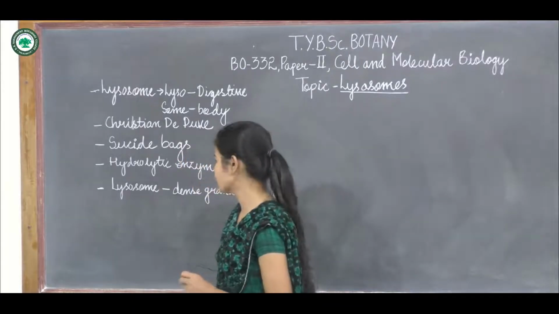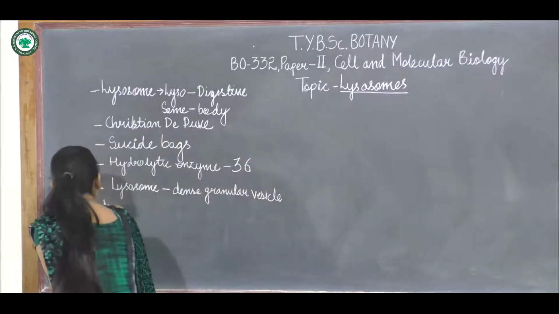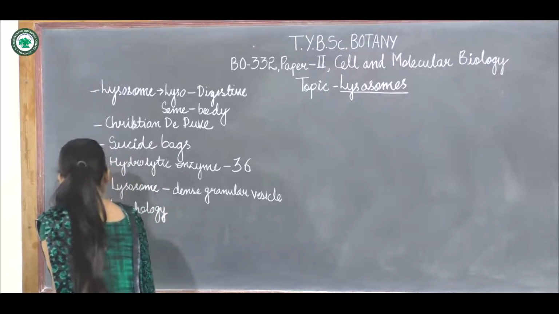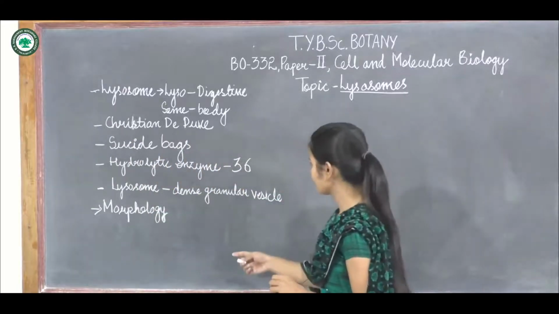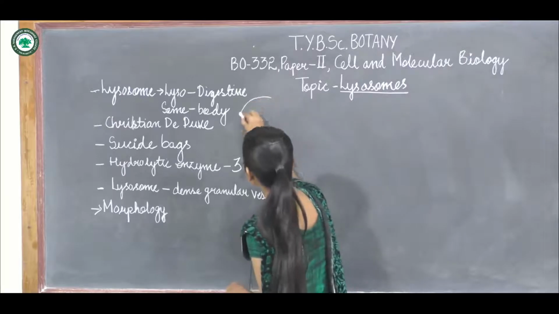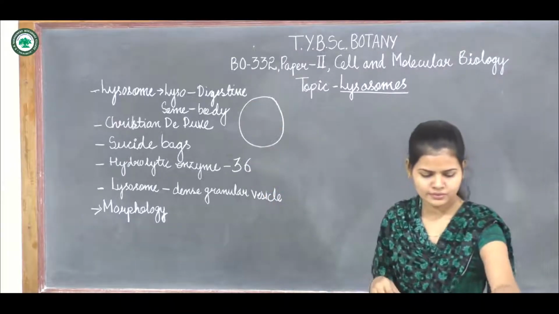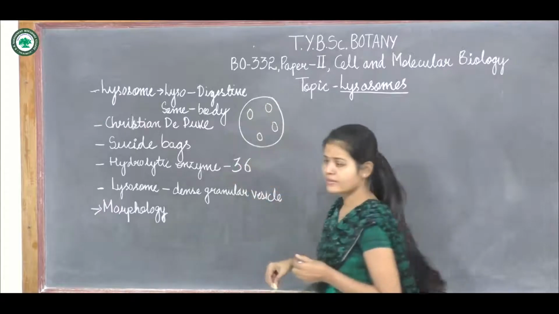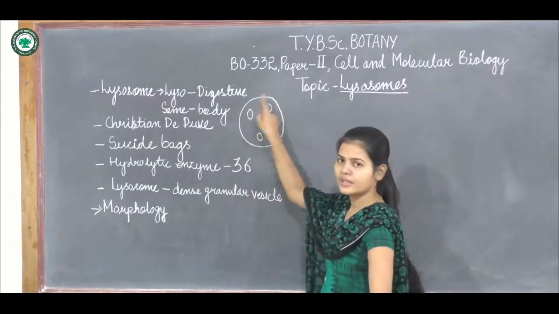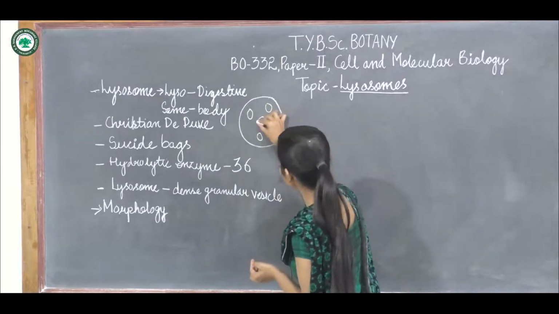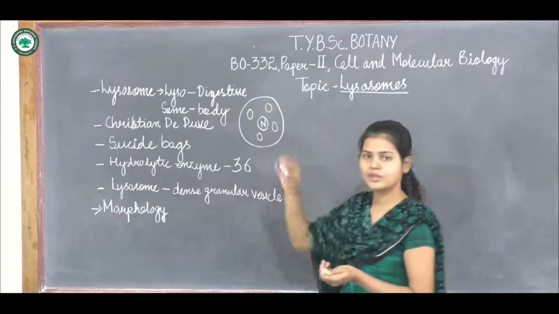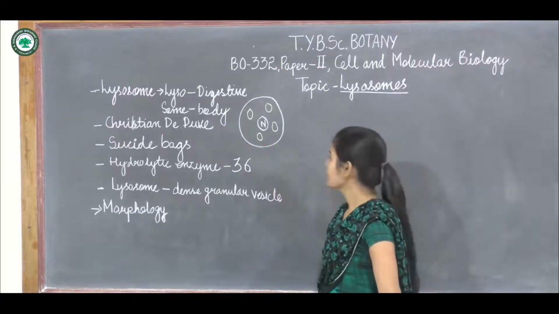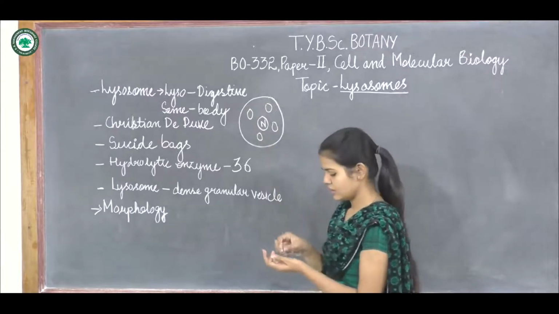Now we will see the morphology of the lysosomes. Suppose this is a cell. The lysosomes are diffused into the cytoplasm, or present as vesicles in the cytoplasm of a cell. Inside, this is a nucleus. They contain different hydrolytic enzymes. So this is the structure of the lysosomes.